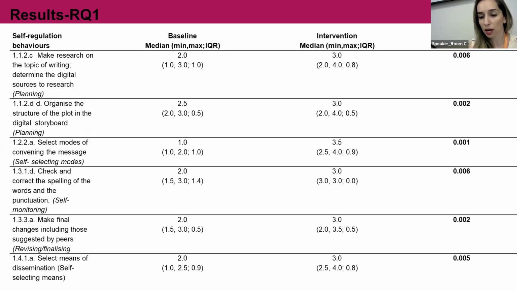Related to the self-regulation behaviors, all of them were rated pre- and post-intervention by 2 raters. Now I will present the behaviors with the most significant differences pre- and post-intervention. Students showed improvement in researching the topic of writing, determining the digital resources to search, organizing the structure of the plot, selecting modes of conveying the message, checking and correcting the spelling of words and punctuation, making final changes, and selecting means of disseminating their stories.